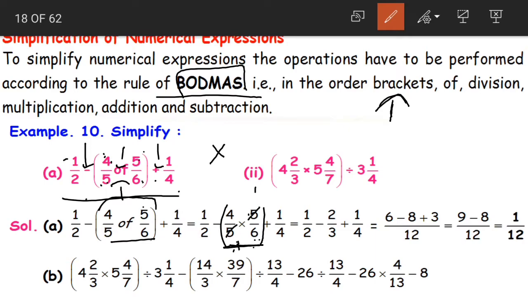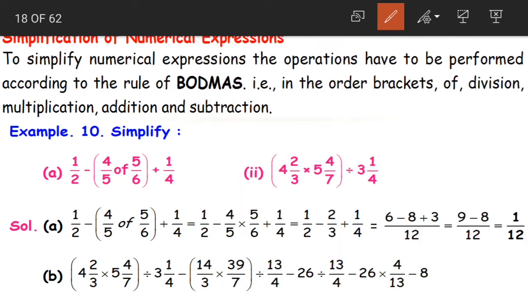We know that 5 ones are 5. So 5 and 5 get cancelled. Then 4 ones are, 2 twos are 4 and 2 threes are 6. Yes, 2 twos are 4 and 2 threes are 6. So what are we left with? In the numerator 2 ones are 2 and in the denominator 1 threes are 3. So 4 by 5 of 5 by 6 becomes 2 by 3. Now we are left with the equation 1 by 2 minus 2 by 3 plus 1 by 4.